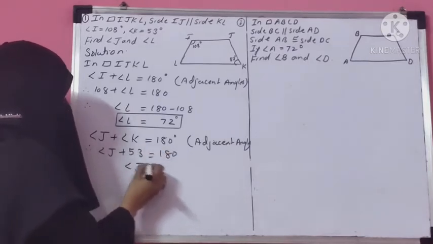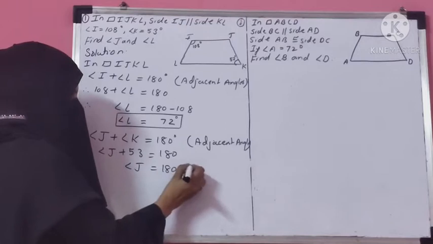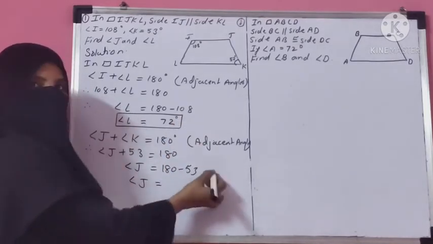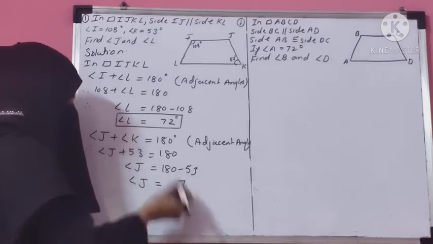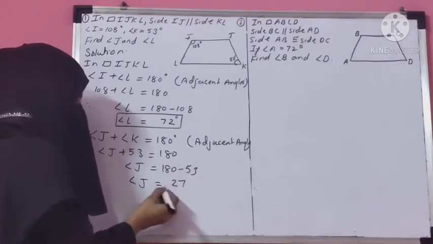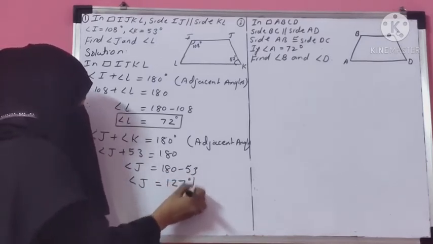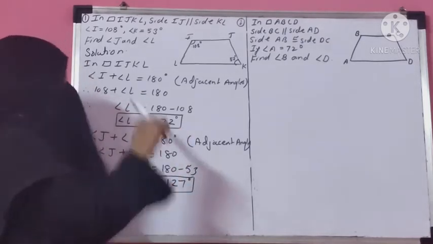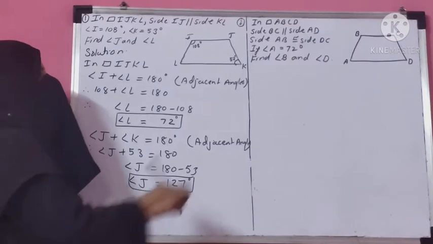So therefore angle J is equal to 180 minus 53 degrees. Now subtracting, angle J is equal to 10 minus 3 is 7, 7 minus 2, 5, is 127 degrees. Here you get the value of angle J. Okay, it's a very easy question. This is question number 1.